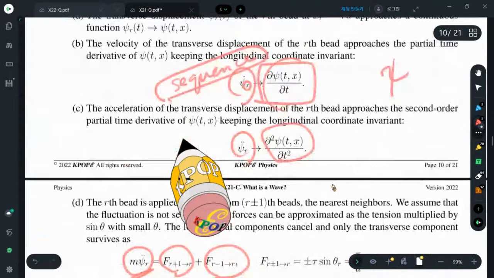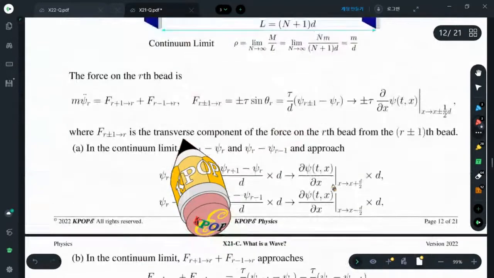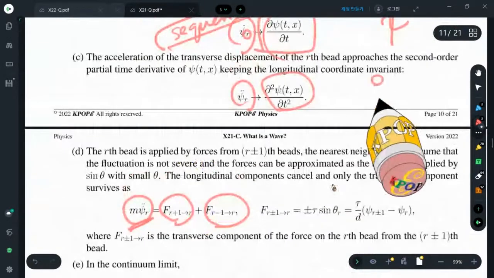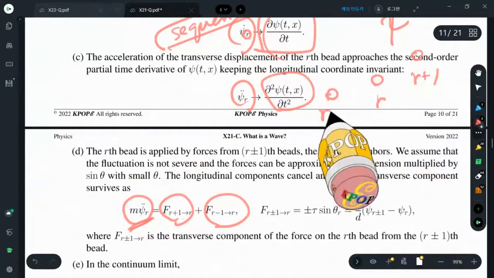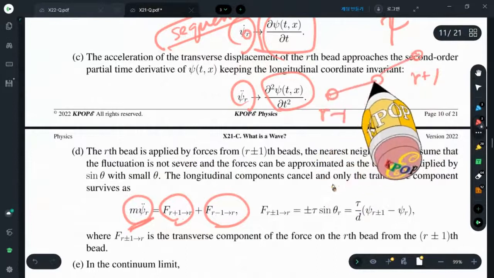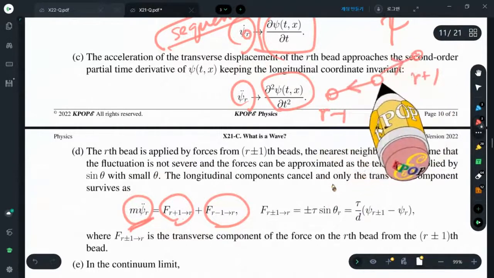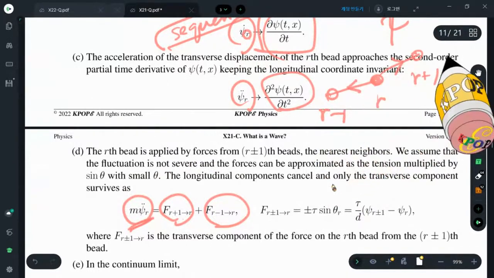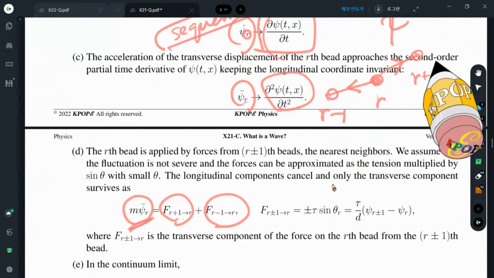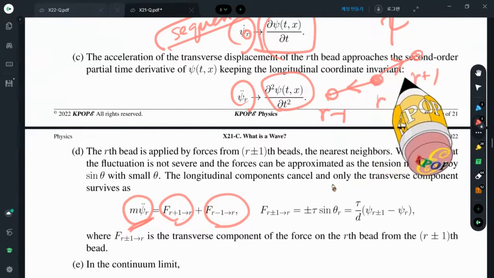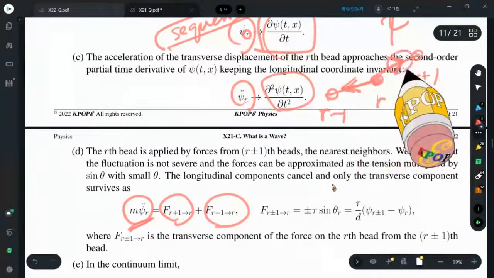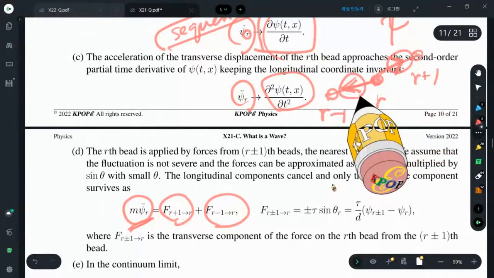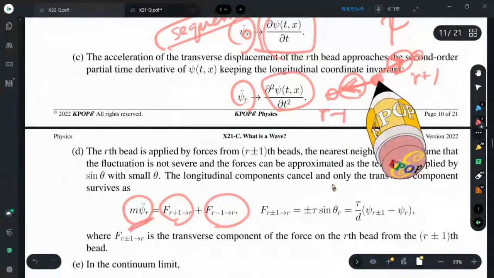This is the force applied to each particle, each rth particle. There is r plus 1 and r minus 1. And tension is not a compression force. It is a tensile force. So these two forces are to be applied to this particle.